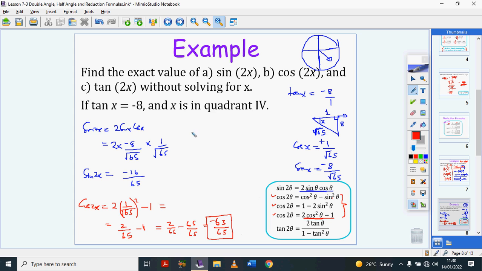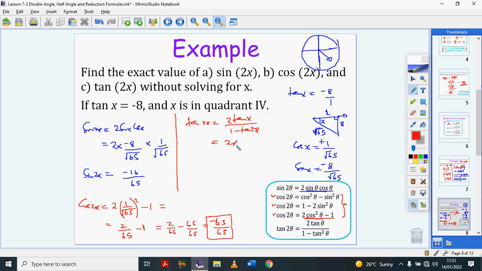You'll see that you'll get the same exact answer. Finally, they want us to get tan 2x. Tan 2x, according to this, is 2 tan x divided by 1 minus tan squared. It's just going to be 2 tan x over 1 minus tan squared x.